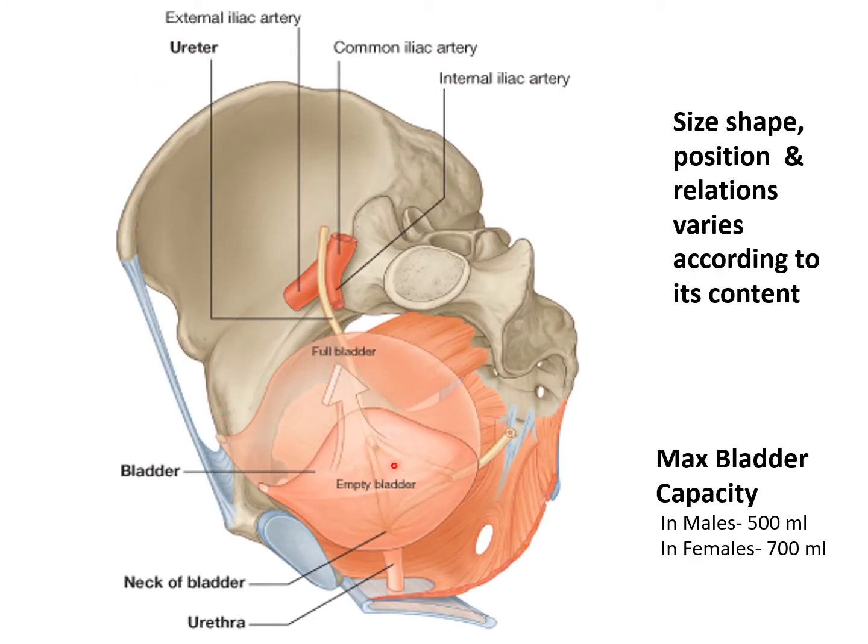The urinary bladder is a hollow viscus with muscular walls whose main function is to store urine and help in the voiding of urine. It is a hollow viscus to allow it to accommodate the urine, and its walls are muscular to give it distensibility as well as the ability to contract when the urine has to be expelled. The muscle which is forming its wall is known as detrusor. Its size, shape and position and relations vary according to its content.